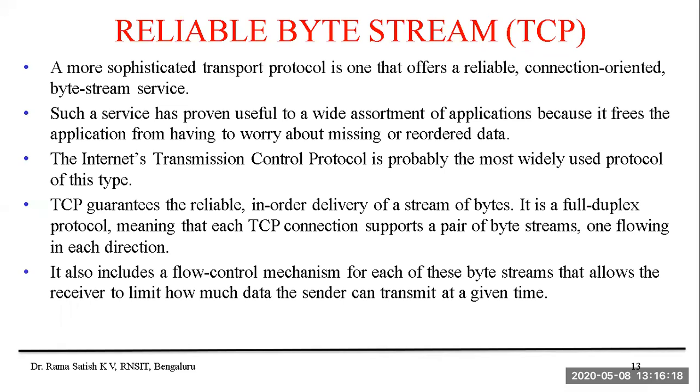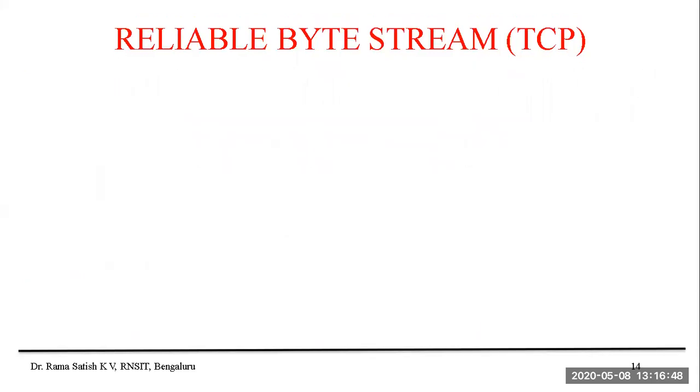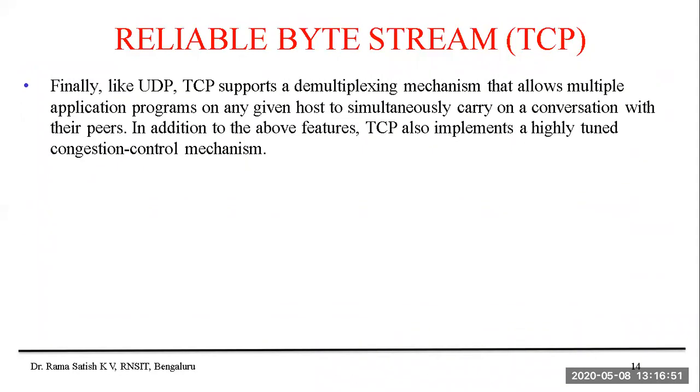It also includes a flow control mechanism for each of these byte streams that allows the receiver to limit how much data the sender can transmit at a given time. Until the receiver sends the acknowledgement, the sender will not send. So that is in reliable transmission. With this, certainly we can control the flow of the packets also.